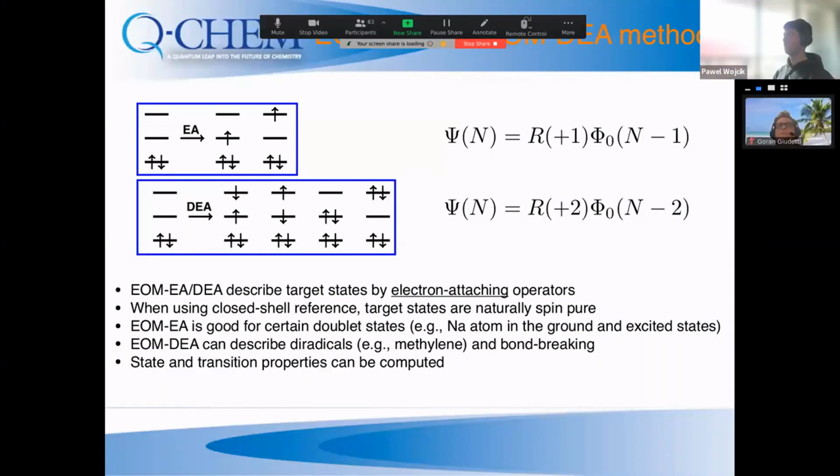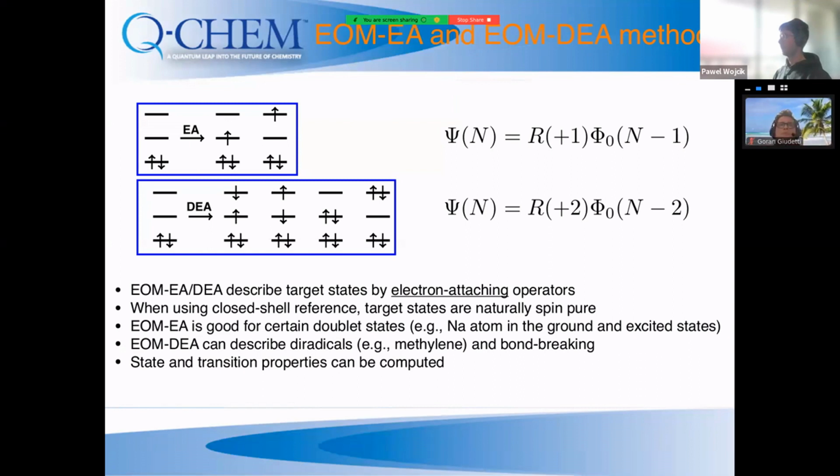The example for EOM electron attachment and EOM double electron attachment methods. EOM-EA and EOM-DEA describe target states by electron-attaching operators. When using a coupled-cluster reference, target states are naturally spin pure. EOM-EA is good for certain doublet states, like the sodium atom, in the ground and excited states, while EOM-DEA can describe diradicals, for example methylene, as well as bond breaking. State and transition properties can be computed for both methods.